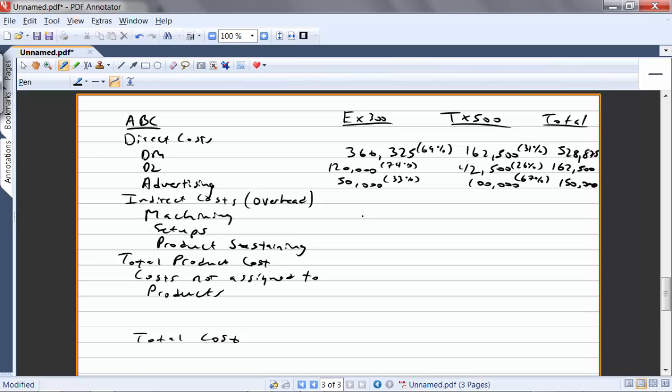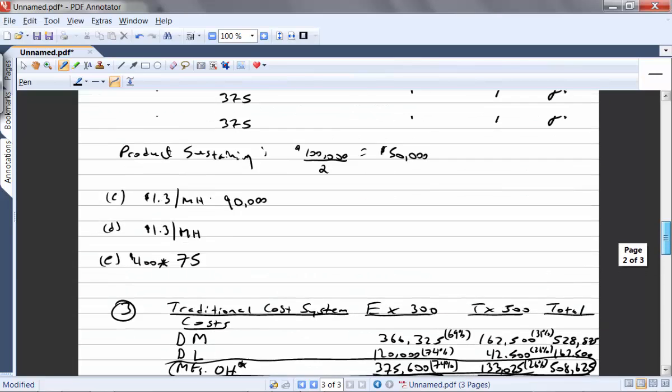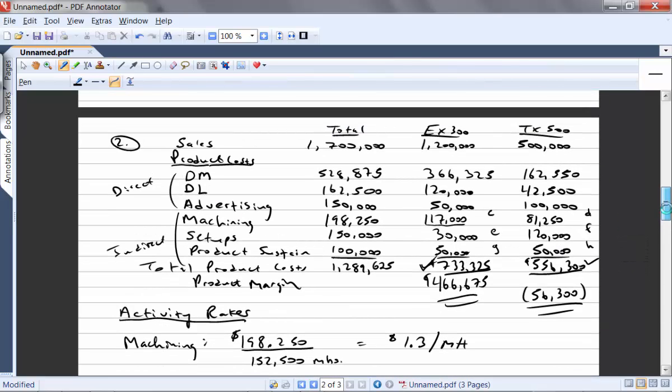And then now machining. 190. Wait. No, that's fine. All right. So machining for the E was what? 117. We figured out. And for the T, it was 81,250. If you go back, we've done this already, right up here. 117, 81,250, 30, 120, 50, 50.